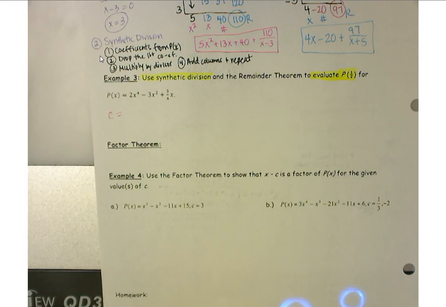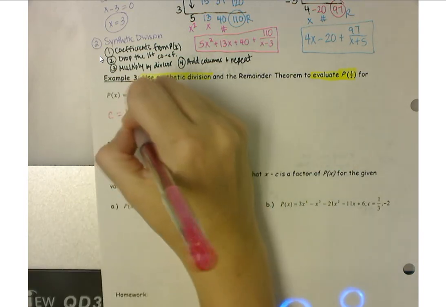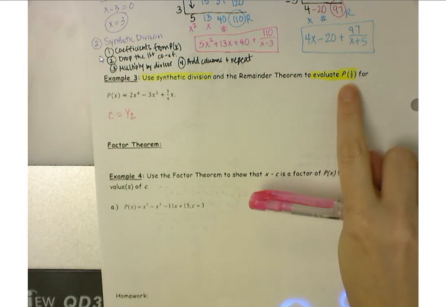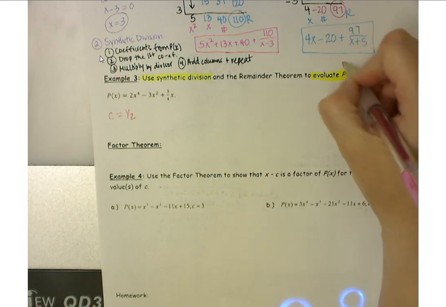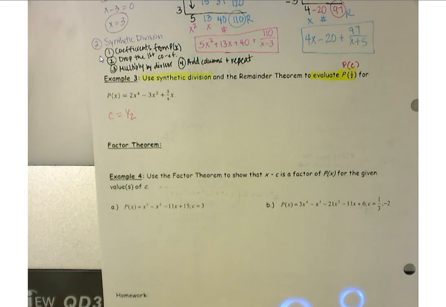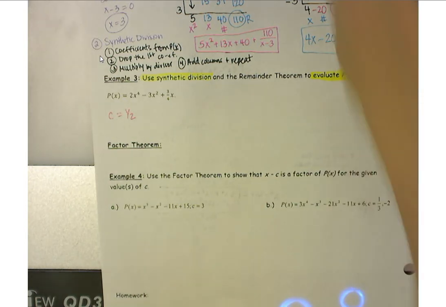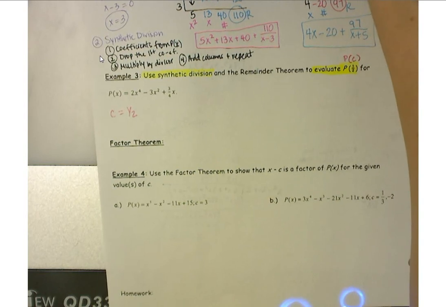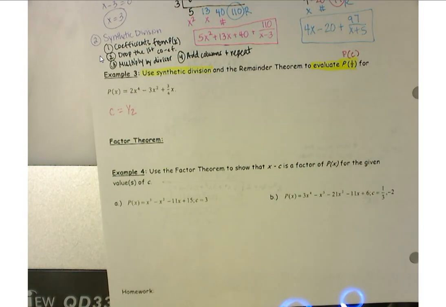1%. It'll just be 1/2. Okay, so just like this is p of c, right? This is your p of c. So your c value is going to be 1/2. And then you're going to use that to do your synthetic division. Okay, so you will have some fractions when you're doing synthetic division. Nothing to be scared of.